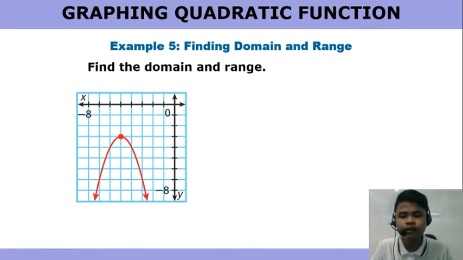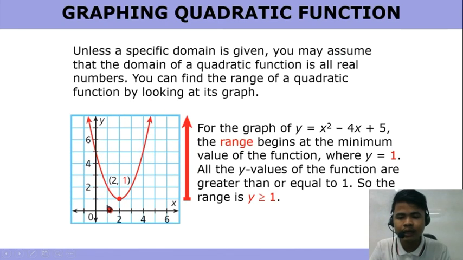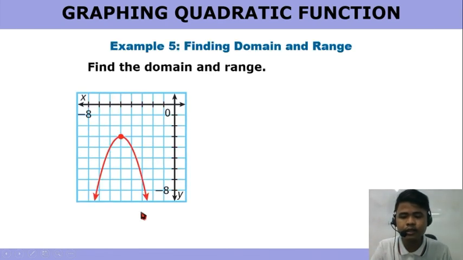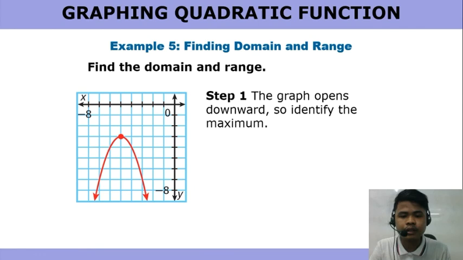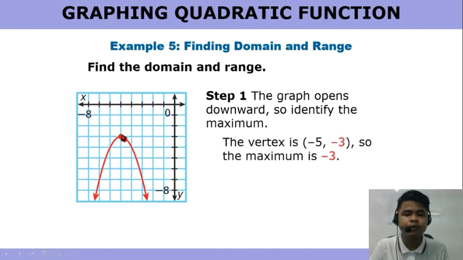Okay, find the domain and range. Okay, we have a graph here. It opens downward. Kanina, it opens upward. Ngayon, it opens downward na naman. Okay, step 1, graph. The graph opens downward, so identify the maximum. So, dito, the maximum is the y value. Okay, what will be the maximum? Okay, let's locate the y values. It is negative 3. Okay, the vertex is negative 5, negative 3. So, the maximum is negative 3.